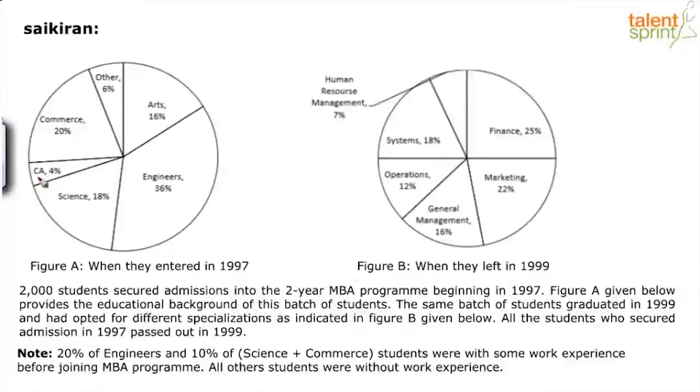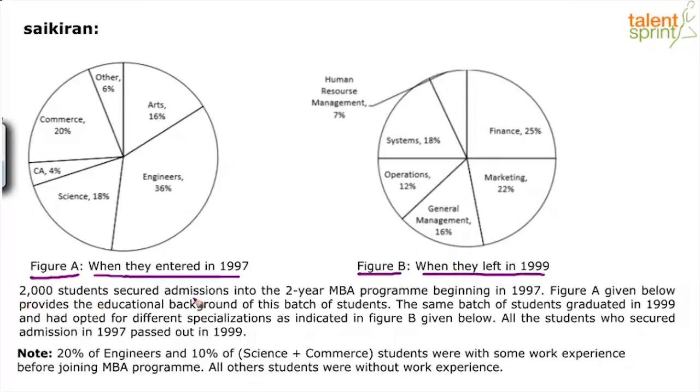So if you look at the first pie chart, we have got different fields like arts, engineers, science, CA, commerce, and other, right? The headline given for figure A is that it is about when they entered in 1997. Now what exactly is this, we'll understand later. And then there's one more pie chart here where we have got different fields again: finance, marketing, general management, operations, systems, human resource management, etc. And this is figure B, where it talks about when they left in 1999. Okay, so let's see what it says.